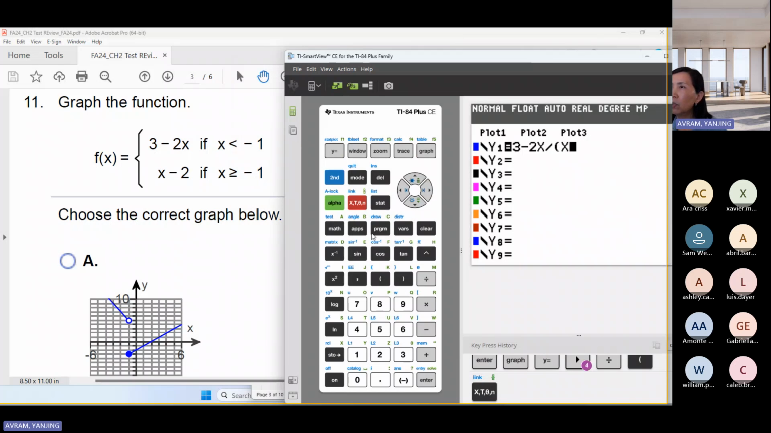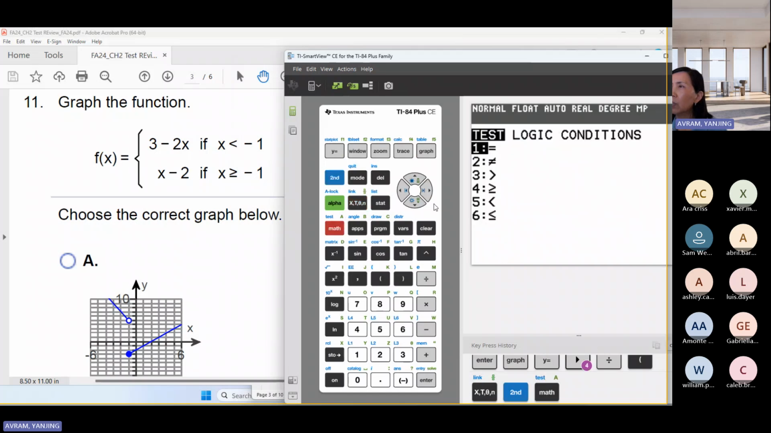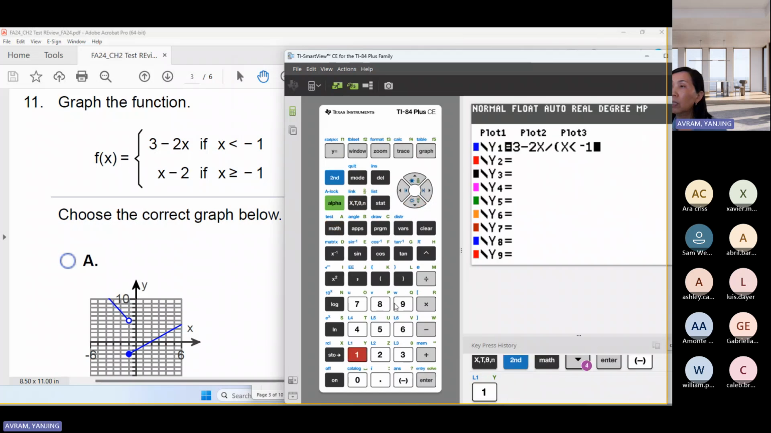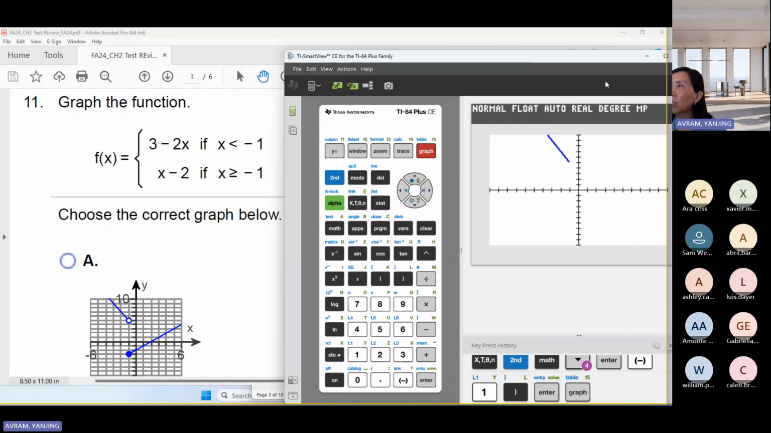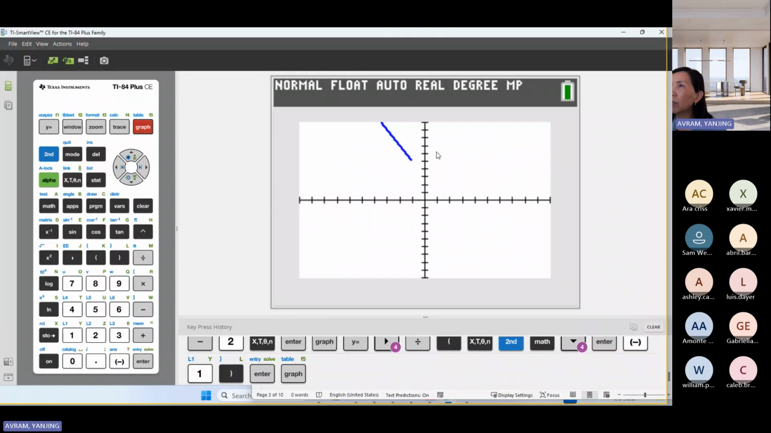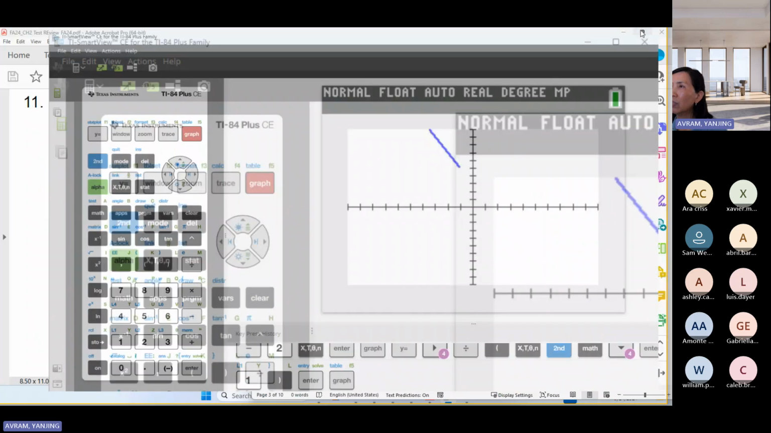For this, you will have to go to the test menu. So second math is the test, and then you have the less than in here. Less than -1. Make sure you close the parenthesis. So that means this is my condition. If you graph this one right here, look at it. It does stop right here. So you have this condition in here. That's how you look at that.